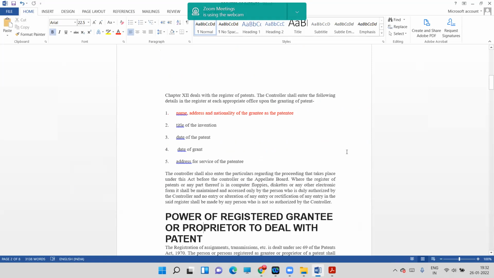The date of patent, date of grant, address for service of the patentee. The controller shall also... हमें ये भी देखना रह गया ना, डेट ऑफ पेटेंट एंड डेट ऑफ ग्रांट. यस. ठीक है.